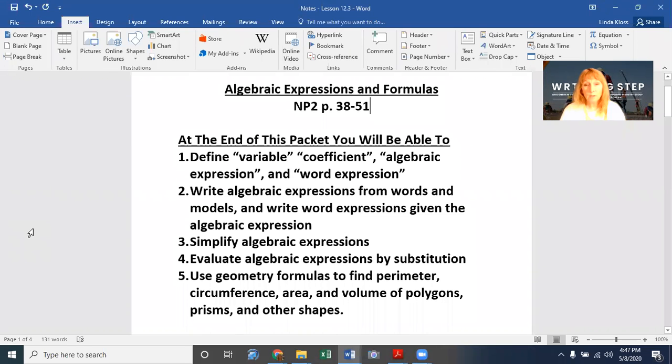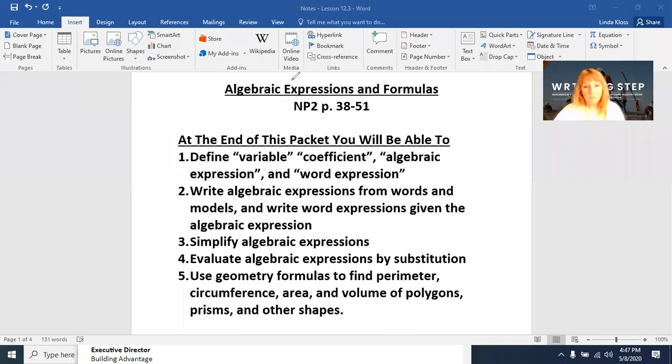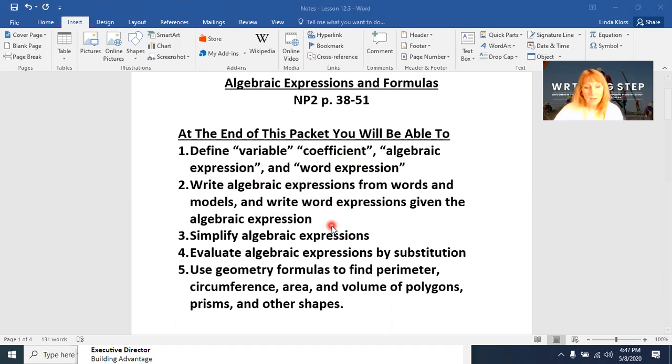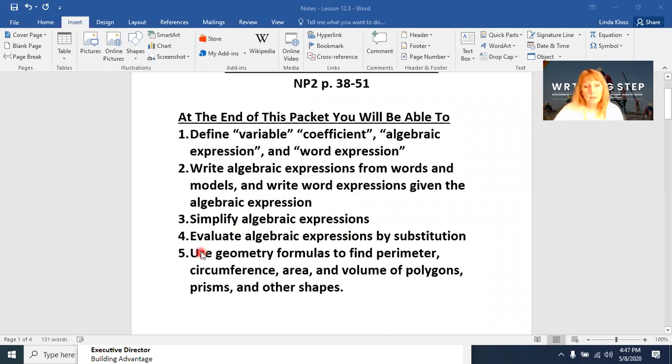So, algebraic expressions and formulas. At the end of this packet, you will be able to define the variable, coefficient, algebraic expression, and word expression. Write algebraic expressions from words and models, and write word expressions given the algebraic expression. Don't worry, this will all make sense after the lesson today. Simplify algebraic expressions, evaluate algebraic expressions by substitution, and use geometry formulas to find the perimeter, the area, the circumference, the volume of polygons, and other different shapes, including prisms.